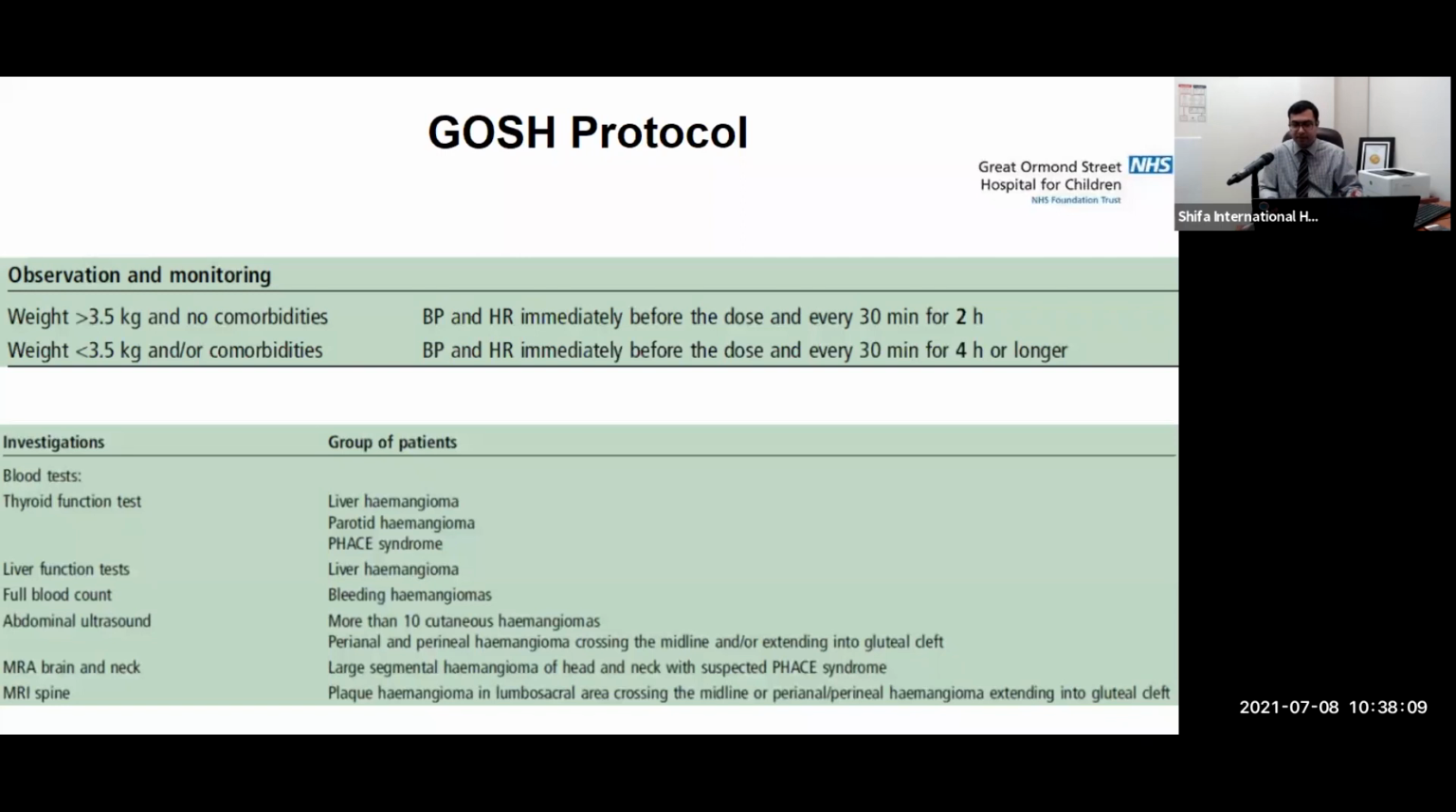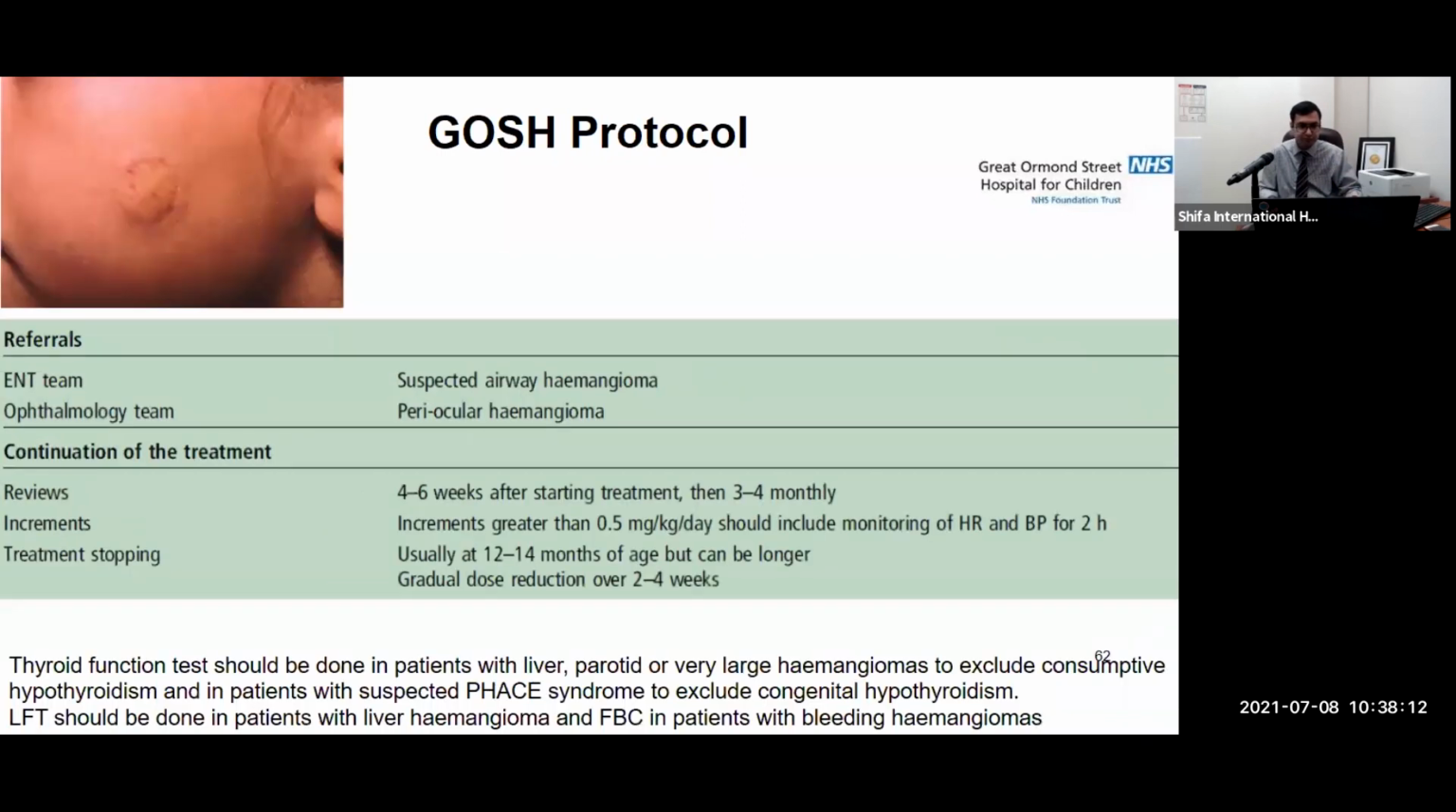MRI brain, MRI spine, again with relevant syndromes. ENT team, as we have discussed, hemangioma on the midline, suspected airway hemangioma, ophthalmology if it's around periocular. Review every month. Now we have got technology in-house. Again, the work pattern or the way it works here in Pakistan is much different. Less of a government sponsored healthcare, more of a personal one. So you can give them the option to send you WhatsApp photographs or remote consultation. So they don't need to come in for the consultation once it's stabilized.